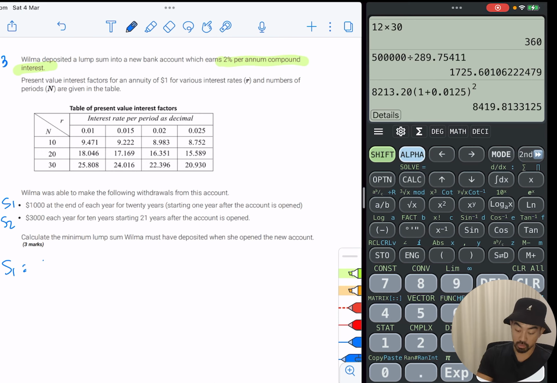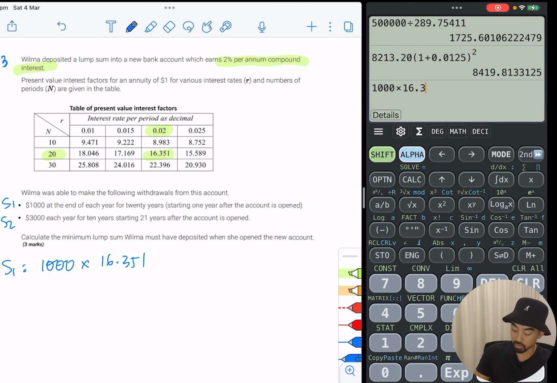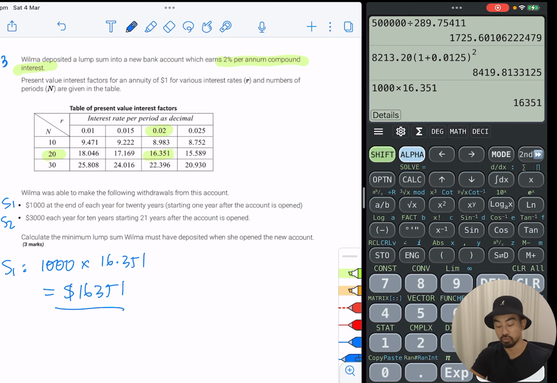So scenario 1, she's withdrawing $1,000 each year at 2%, so 0.02 for the first 10 years. So that is, oh sorry, for first 20 years. So 16.351. So let's work that out. So 1,000 times 16.351. Could have done that in my head. Okay, so that's scenario 1. That's the amount of money that she needs to put in as a lump sum in order to withdraw $1,000 for 20 years.